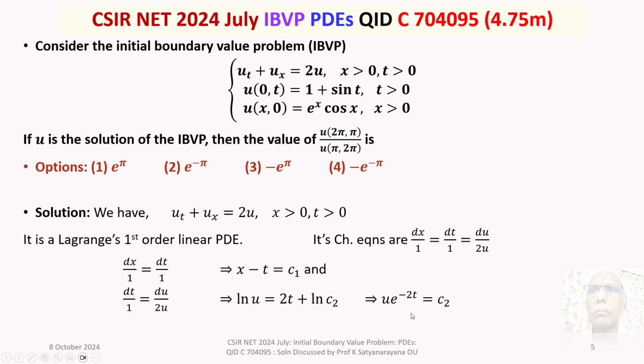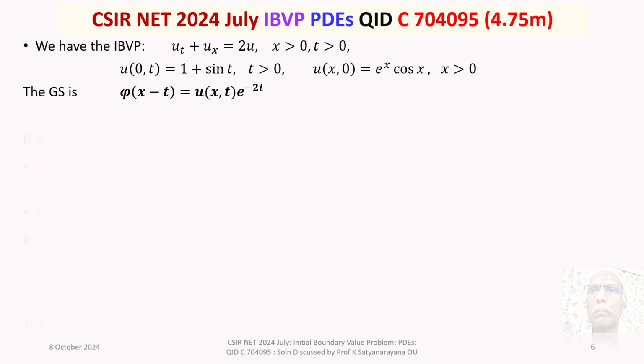c2. And bringing that e power 2t from right hand side to the left hand side, we will get u into e power minus 2t is equal to C2. And the general solution is given by phi of C1 is equal to C2. That is phi of x minus t is equal to C2, that is u, a function of (x, t), into e power minus 2t, where phi is an arbitrary function to be determined by the initial and boundary conditions. Right. We continue the discussion in the next slide.